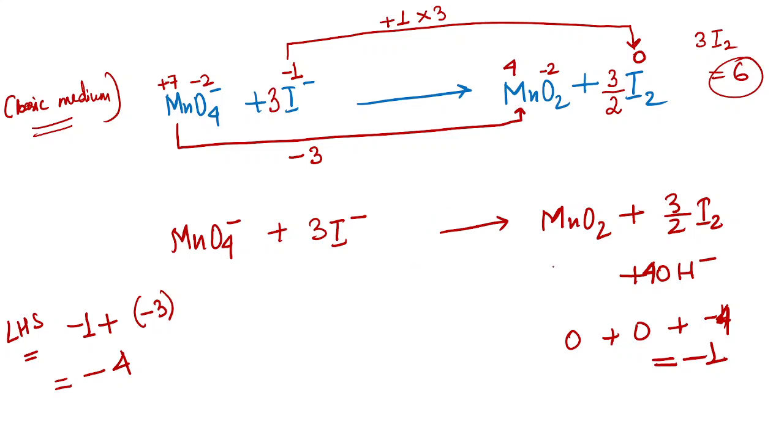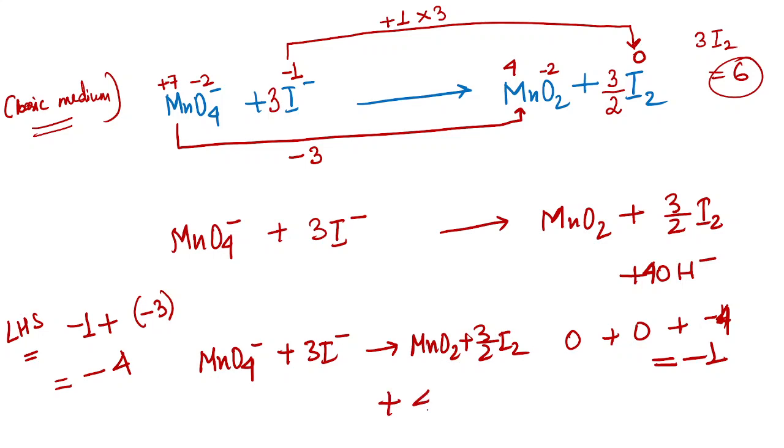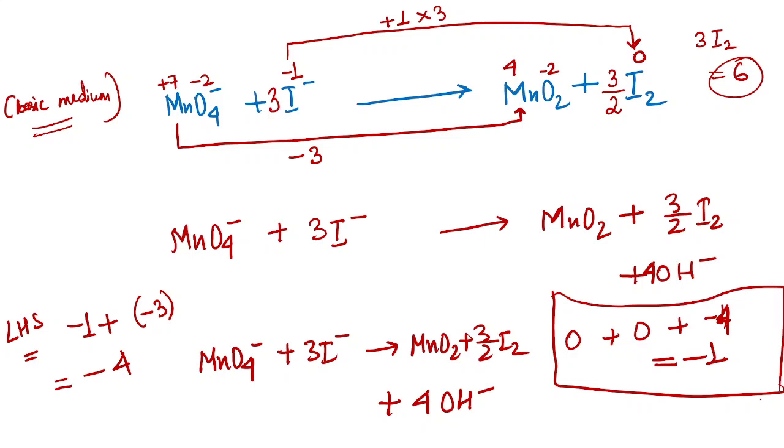It is a bit complicated, yeah, I understood, but I'll write it once again for you all. It is MnO4 negative plus 3 iodine negative changing to MnO2 plus 3 by 2 I2 plus 4 OH negative. This is your reaction till now. Okay. Then the next step, we have to balance the hydrogen. For balancing the hydrogen, on the left hand side we don't have any hydrogen. But on the right side we have 4 hydrogens.